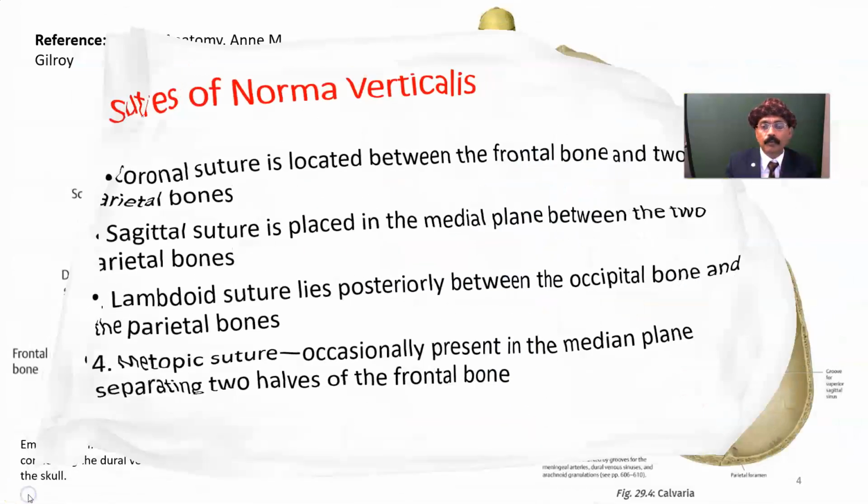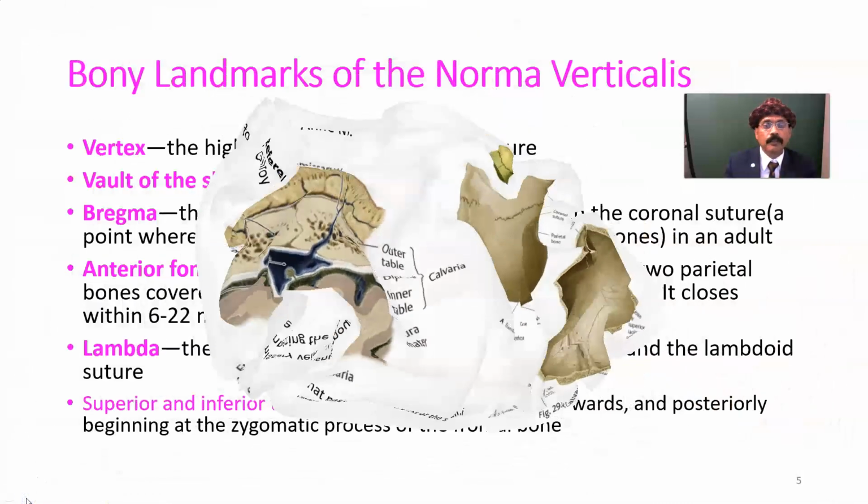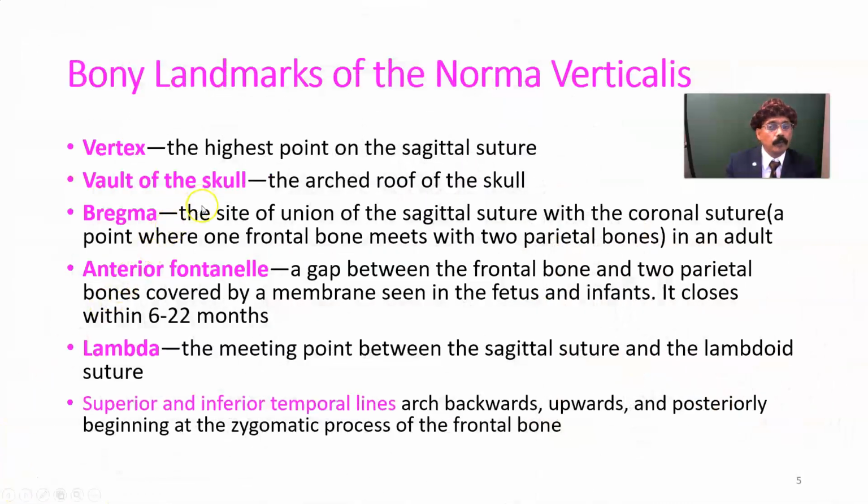Now we'll go to the bony landmarks again. This is the bregma area. Then we have the vault, anterior fontanelle, lambda, the meeting point between the sagittal suture and the lambdoid suture. Superior and inferior temporal lines arch backwards and upwards, posteriorly, beginning at the zygomatic process of the frontal bone. They cross the coronal suture on the parietal bone. Okay, they become two, the superior temporal line and inferior temporal line.